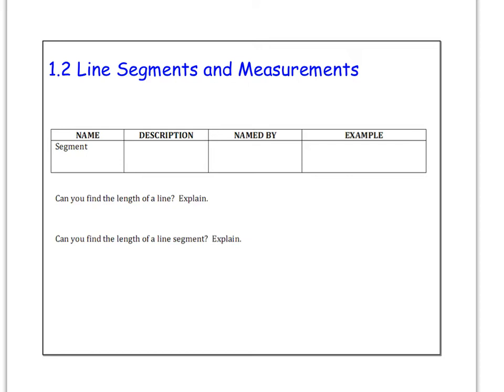A segment is basically part of a line that has two endpoints. So it's part of a line. An example of what it might look like is this. It has a definite starting point and ending point. It does not have arrows. It does not go on forever. The way that you name it is you use the two capital letters that appear at the ends of the segment, and you put a bar above it, and the bar has no arrows.